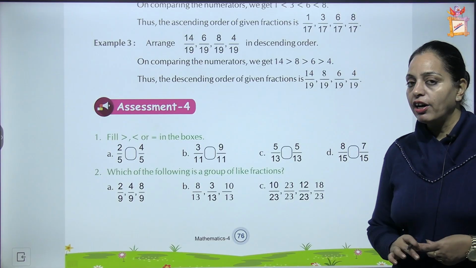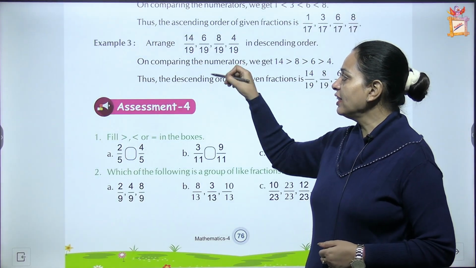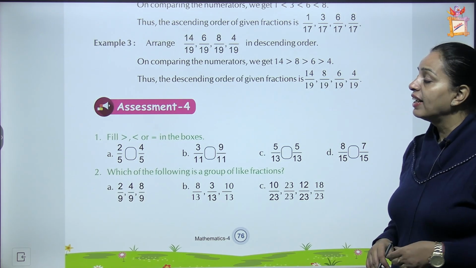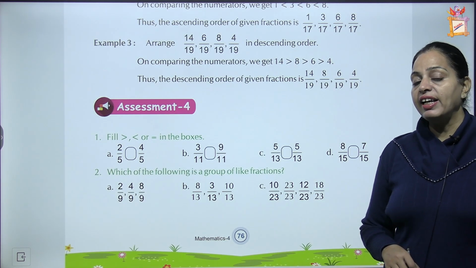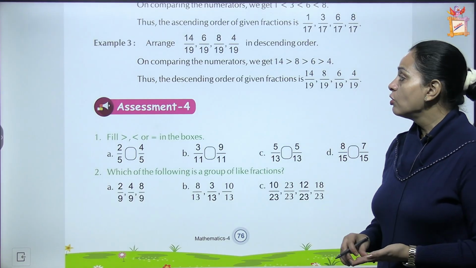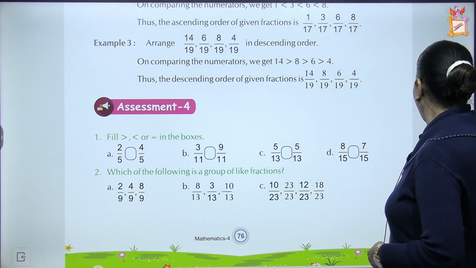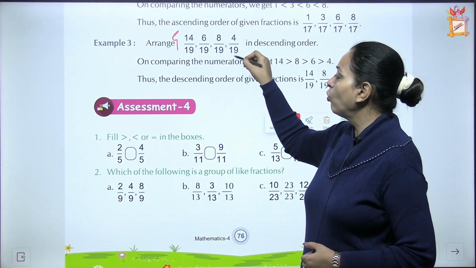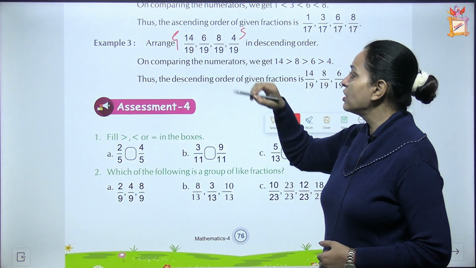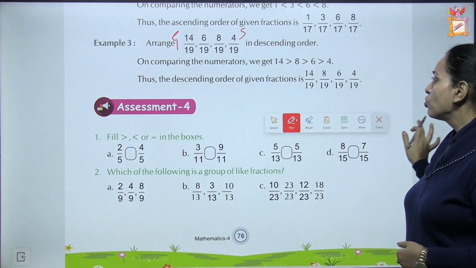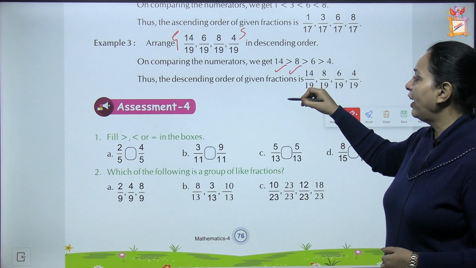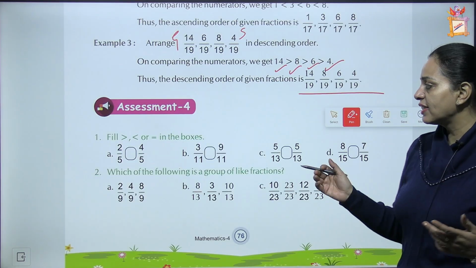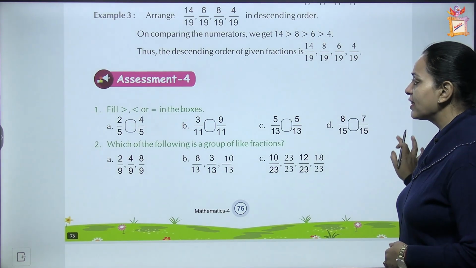Now example 3, arrange 14 upon 19, 6 upon 19, 8 upon 19 and 4 by 19 in descending, यानी decreasing order, means greatest to smallest. So greatest numerator क्या है इसमें? 14. This is greatest fraction and 4 is the smallest one. So this is the smallest fraction. So arrange it: 14 greater than 8, greater than 6, greater than 4. So this is the order, descending order. I hope this is clear to you.